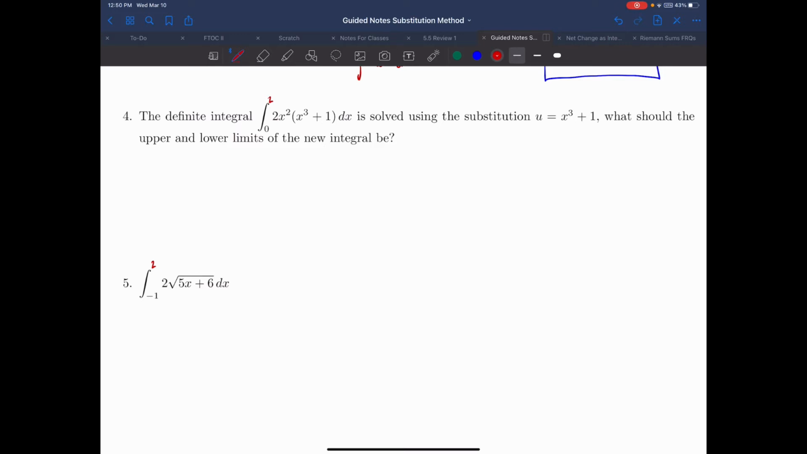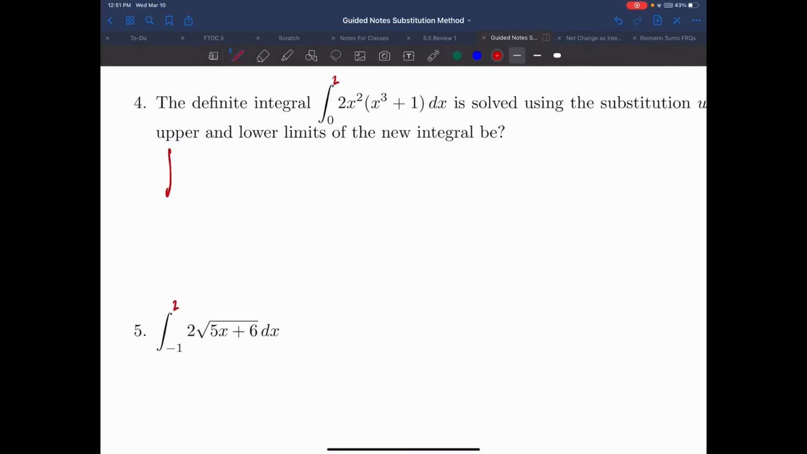It already told us the substitution, and I'm going to rewrite this. I just like to work off my own handwriting. It already told us that u was x cubed plus 1. So du is 3x squared dx. And then du divided by 3x squared equals dx.